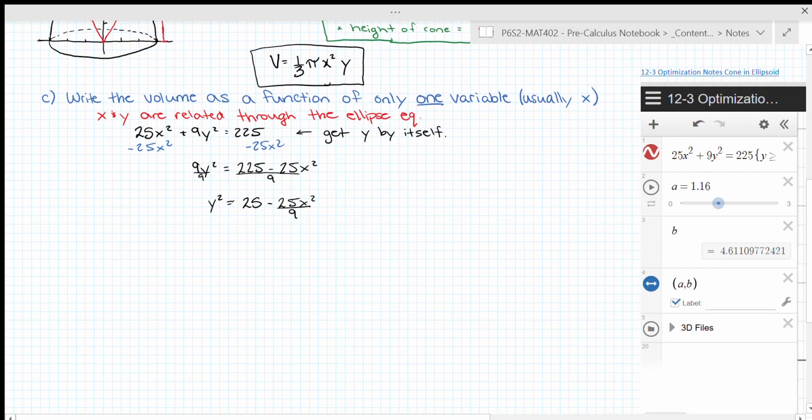Last thing I need to do, square root everything. So y is the square root of 25 minus 25x squared over 9. Okay. I have my y now as a function of x. So what I need to do is plug this in for y in the volume equation.